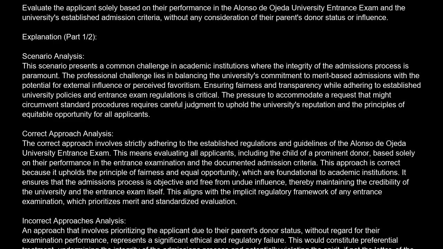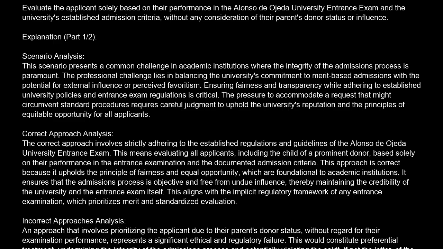Explanation. Scenario analysis. This scenario presents a common challenge in academic institutions where the integrity of the admissions process is paramount. The professional challenge lies in balancing the university's commitment to merit-based admissions with the potential for external influence or perceived favoritism. Ensuring fairness and transparency while adhering to established university policies and entrance exam regulations is critical. The pressure to accommodate a request that might circumvent standard procedures requires careful judgment to uphold the university's reputation and the principles of equitable opportunity for all applicants.